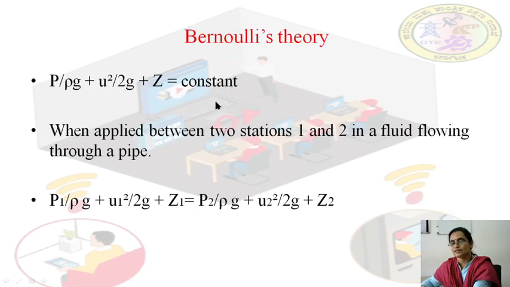So, this is Bernoulli's theorem. At any two stations of a pipe with fluid flowing through it, the pressure energy plus kinetic energy plus datum energy is a constant.